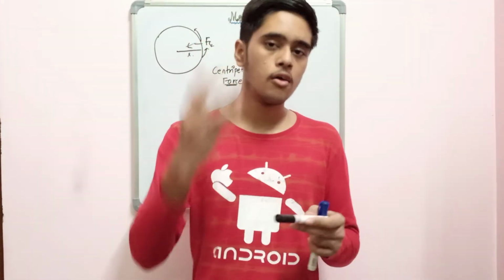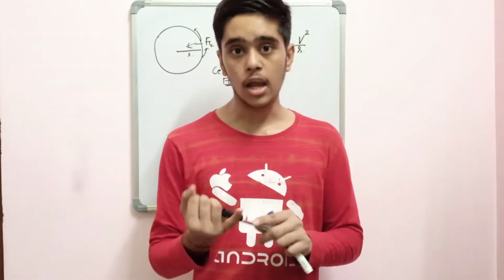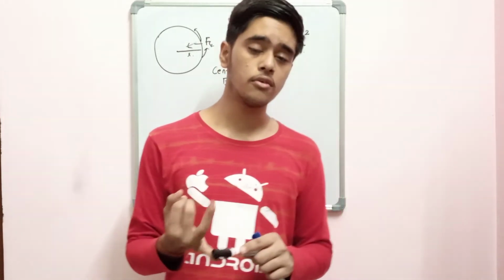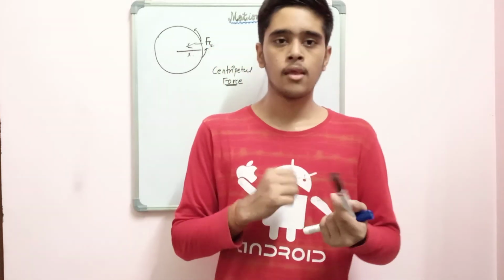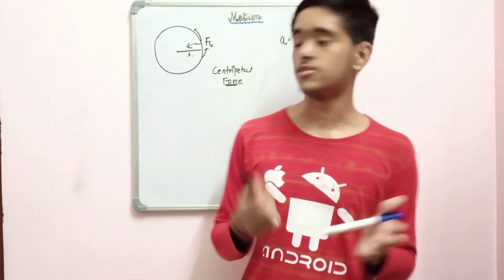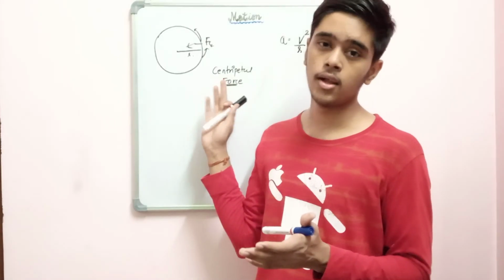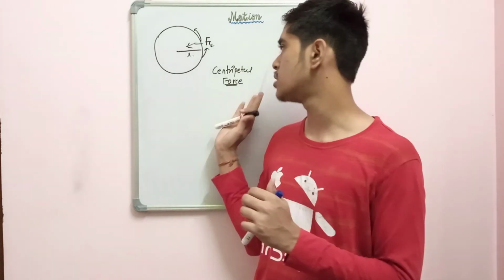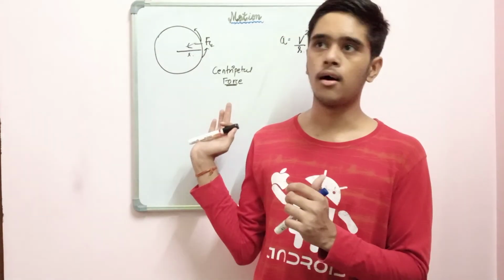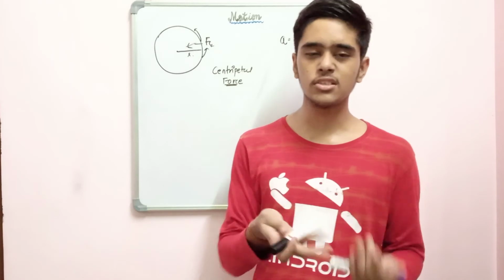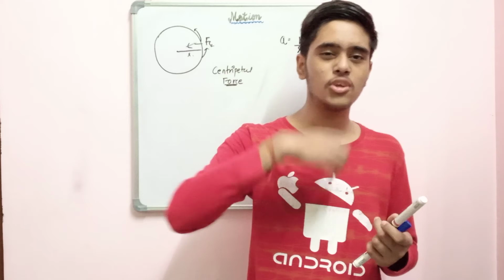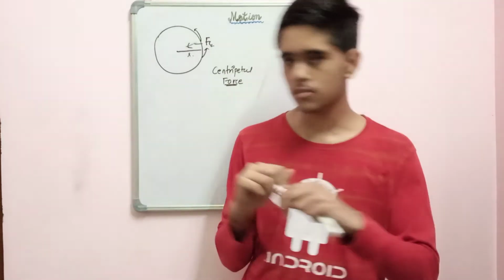Real forces are the fundamental forces in nature. There are four fundamental forces: electromagnetic force or electrostatic force, gravitational force, strong nuclear force, and weak nuclear force. These are called real forces, and contact and non-contact forces are also included in real forces. But centripetal, centrifugal, and Coriolis force are all examples of pseudo force. Pseudo means false. We just assume that this is a force.